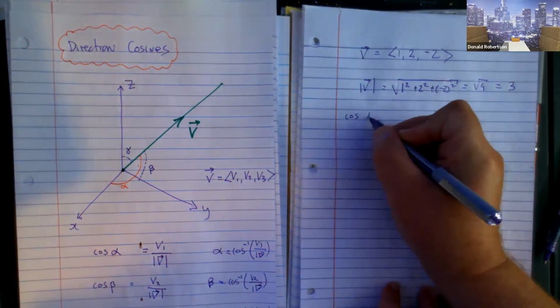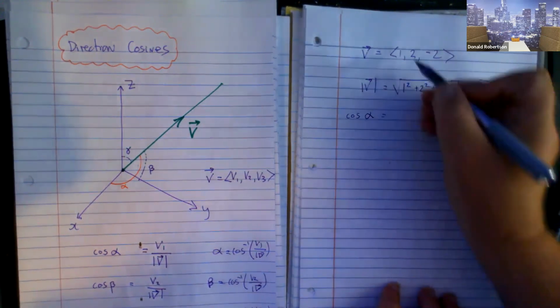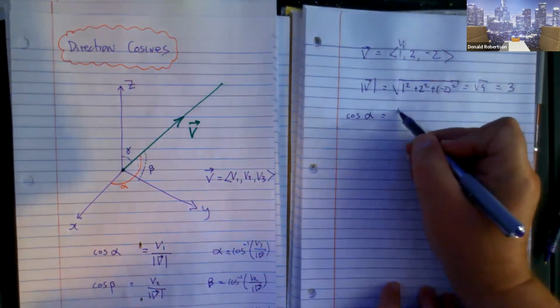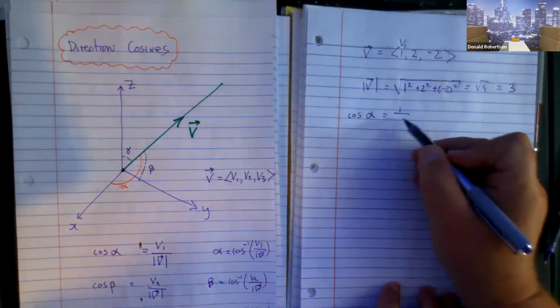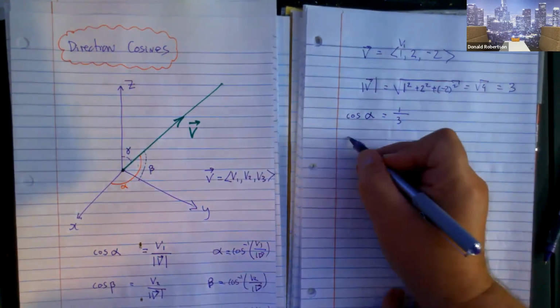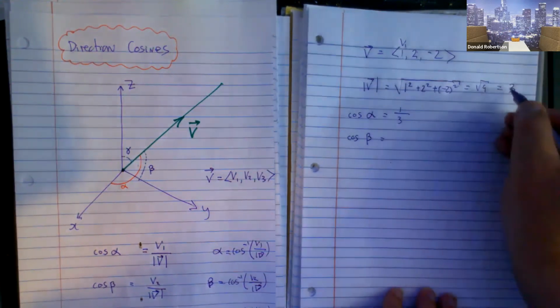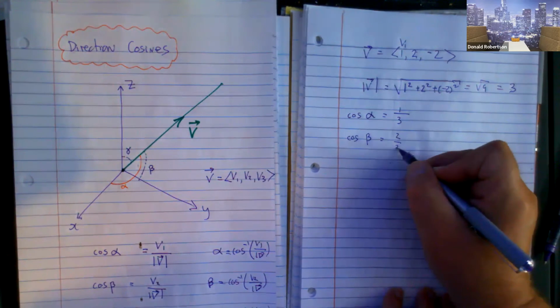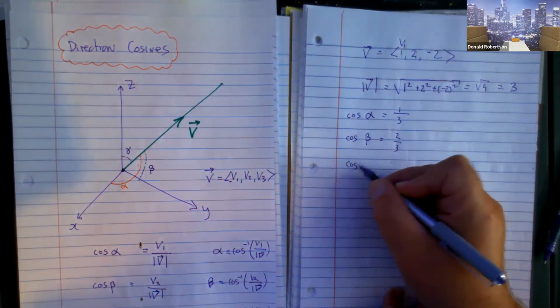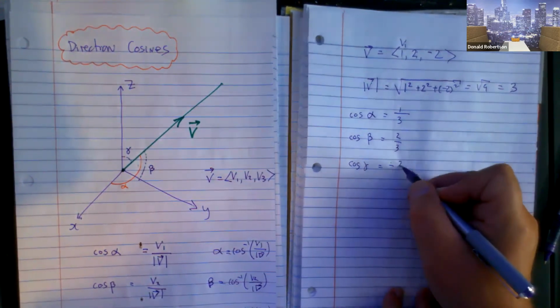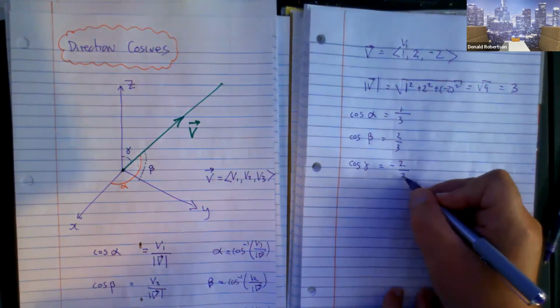The cosine of alpha then is v1, which is this guy, divided by the magnitude. It's a third. The cosine of beta is 2 thirds. The cosine of gamma is -2 thirds.